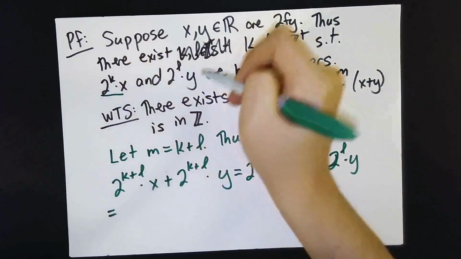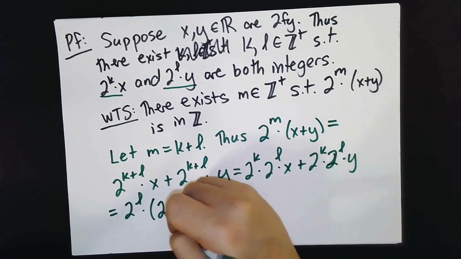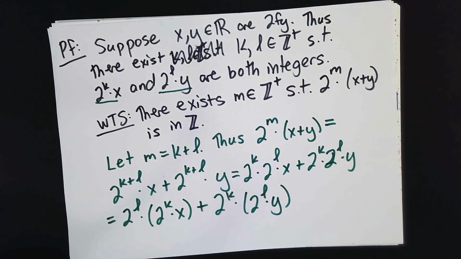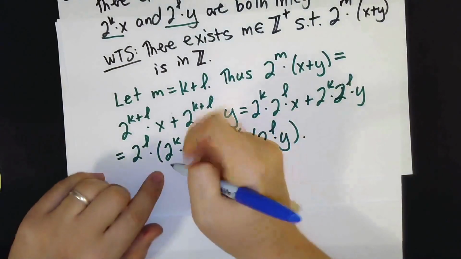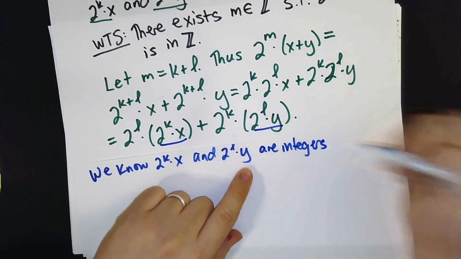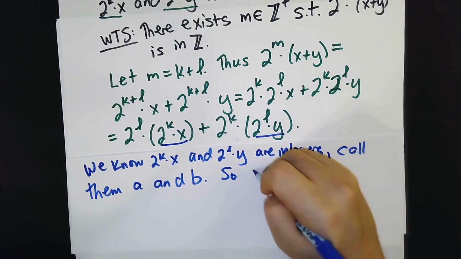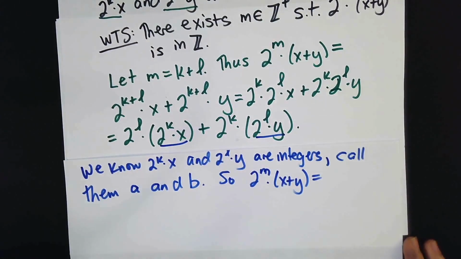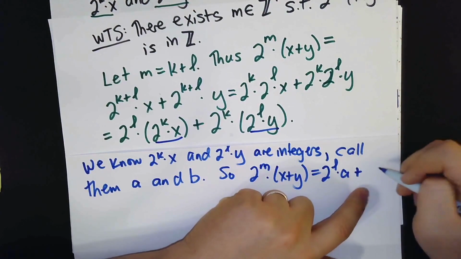Now, 2 to the k times x and 2 to the l times y are the things I know about. So I'm going to rewrite this again as 2 to the l times 2 to the k times x plus 2 to the k times 2 to the l times y. Now, it's worth pointing out, we know this thing and this thing are integers. So let's give them names. So then what is this? So then 2 to the m times x plus y is what? It's 2 to the l times a plus 2 to the k times b.